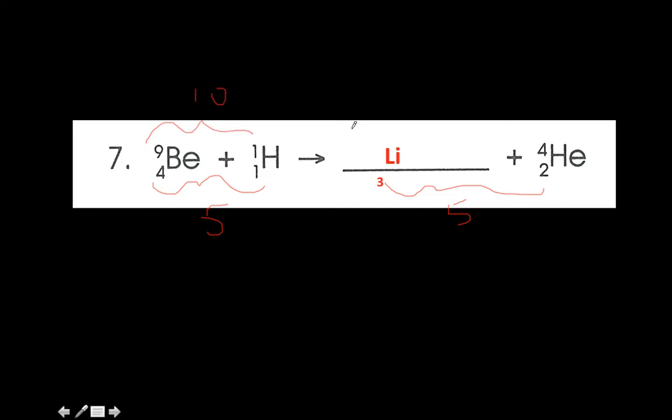is 10. And so this side has to equal 10. And so we go 10 minus 4, and that's got to be 6. And you can check at the end. 4 and 1 is 5, 3 and 2 is 5. 9 and 1 is 10, 6 and 4 is 10. And we just looked up on the periodic table to see what lived at spot 3.